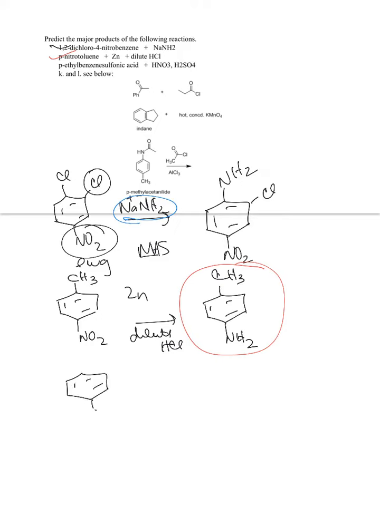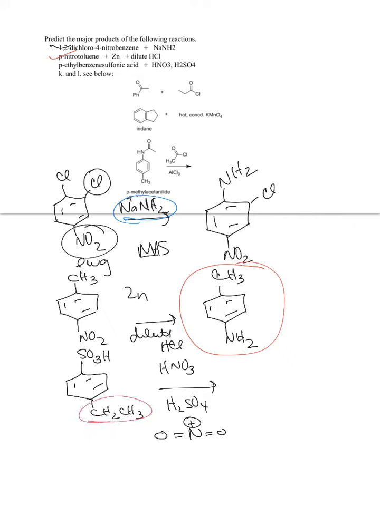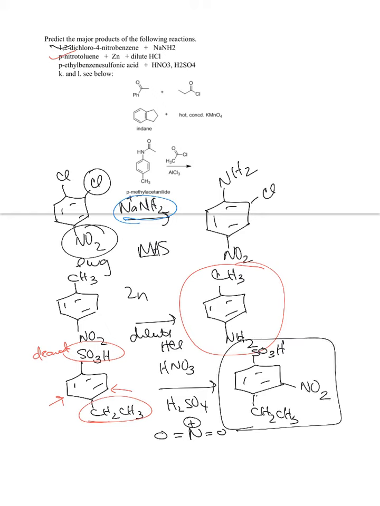Our next one is para-ethyl, so CH2CH3, benzene sulfonic acid, SO3H, and we're reacting with HNO3, H2SO4, so this is a nitration because it's going to generate the nitronium ion as our electrophile. Then we have to look at the most activating substituent because we have more than one. So this is very activating. This would be deactivating. So your only options would be the ortho position to the ethyl group. You may pick one and do the nitration there, and that would be your product. K and L, see below.